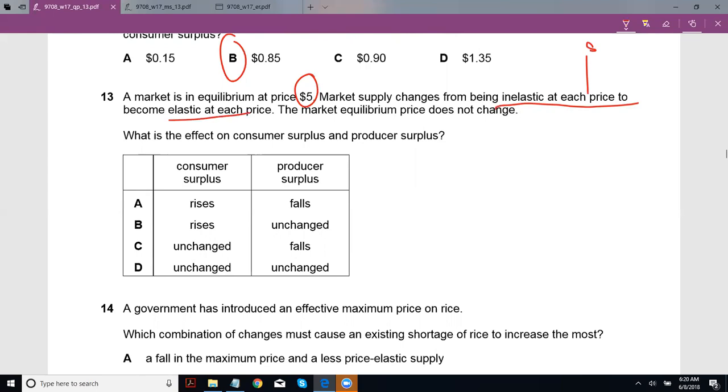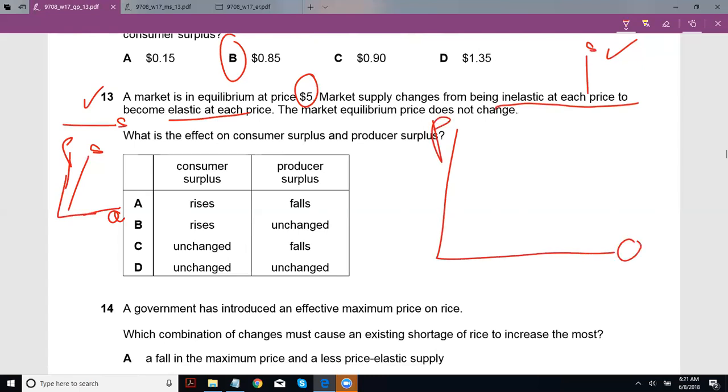And if it's elastic at each price, there's only one curve that fits that definition. That is your horizontal curve, which is perfectly elastic. Any other curve won't work: overall it may be inelastic, but it's not inelastic at every price, because again, elasticity varies along the line. So you have to look at these two.